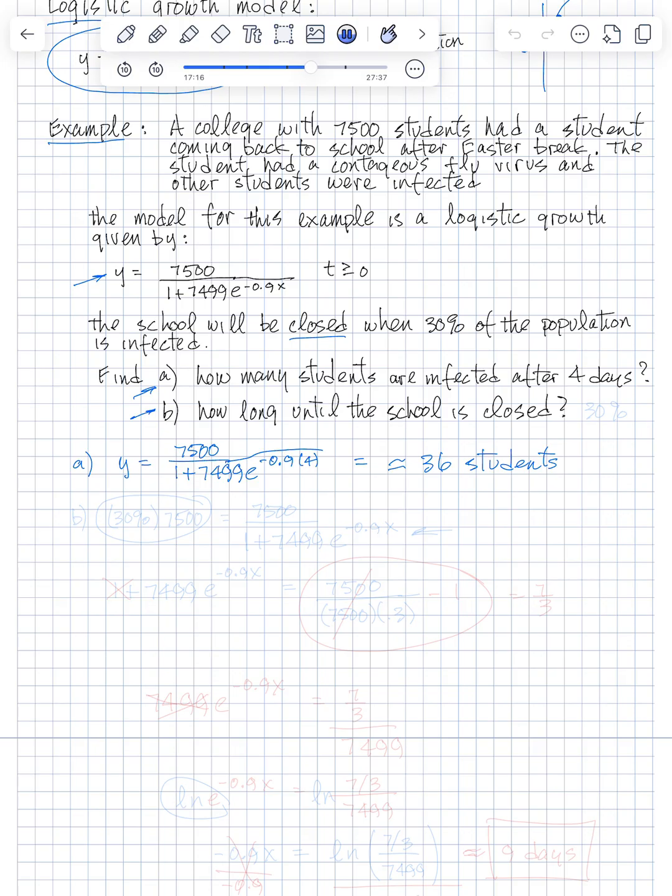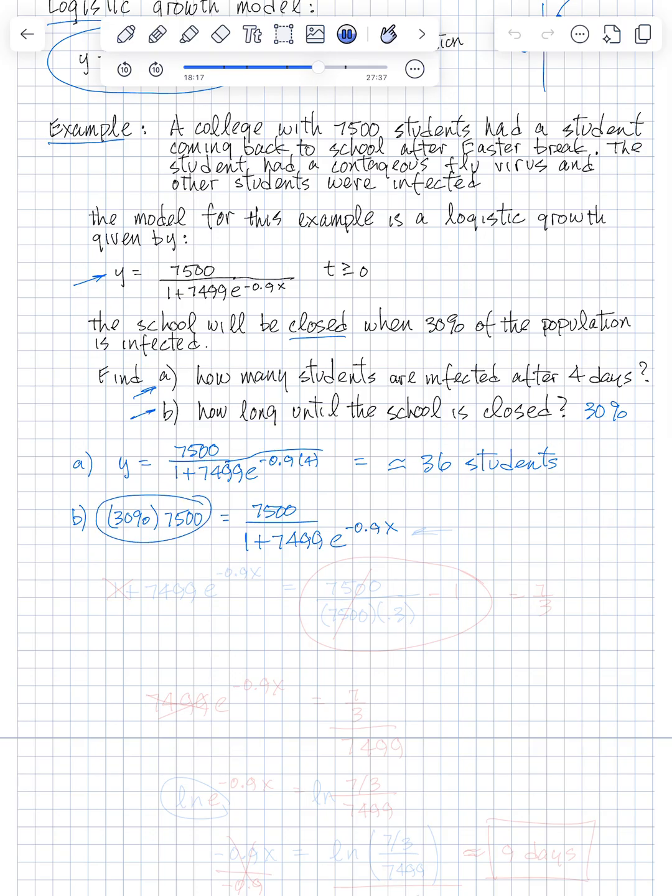The second part, how long until the school is closed? Well, the school is closed when 30% are infected. So in this problem, y is going to be 30% of the total population, which is 7,500. That's our y. And so that's equal to 7,500 over 1 plus 7,499 e to the negative 0.9x. And here we're trying to find x. And so we need to get the exponential by itself. So let's start rearranging.